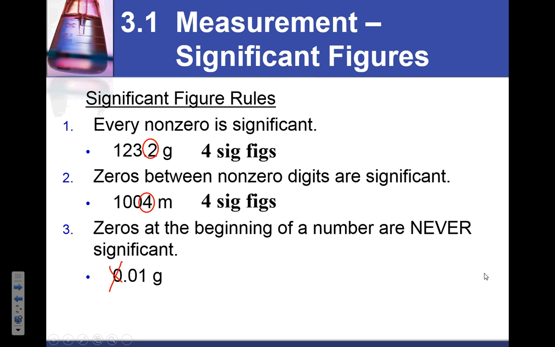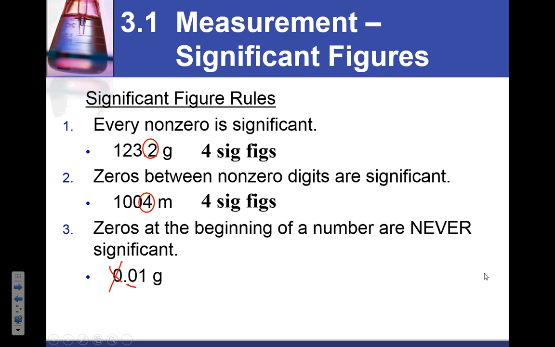Well, since the next zero is also before our first non-zero, then that next zero also has to be something that wasn't measured. It was only there to show us where the decimal is. Because if we get rid of that zero right here, we're obviously going to change the number. 0.01 is very different than 0.1.